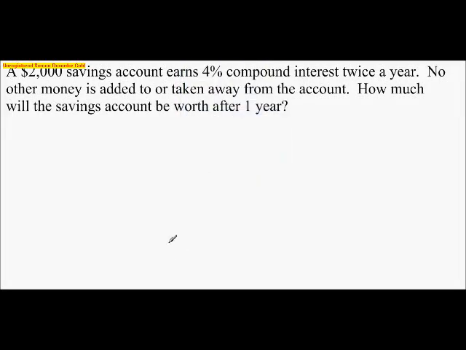Alright, so this is the final video on interest. We've done two simple interest problems, and now we're going to look at what a compound interest problem looks like. And just to remind you, if you forgot from the first video, how do we know this is going to be a compound interest problem?